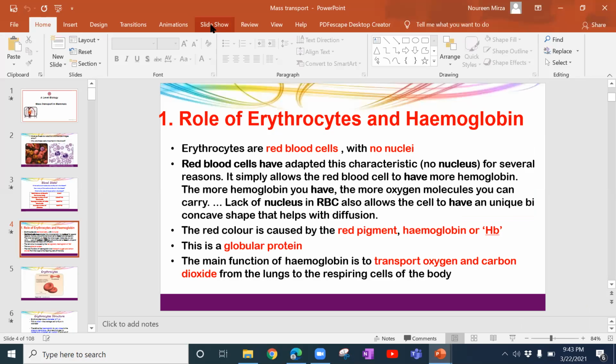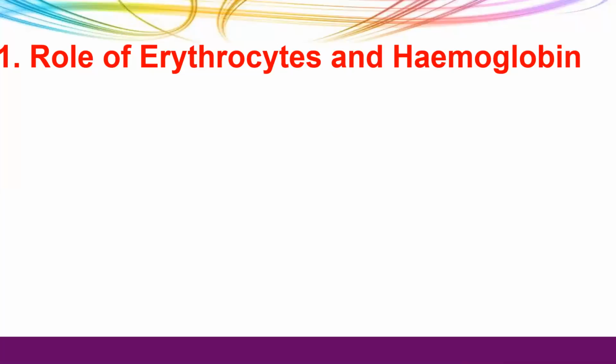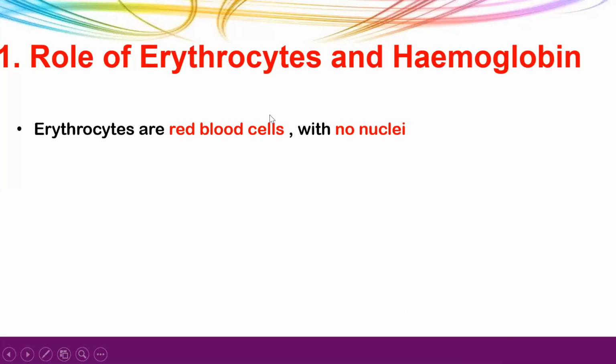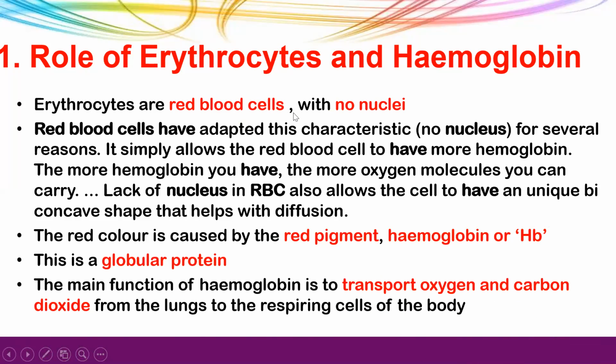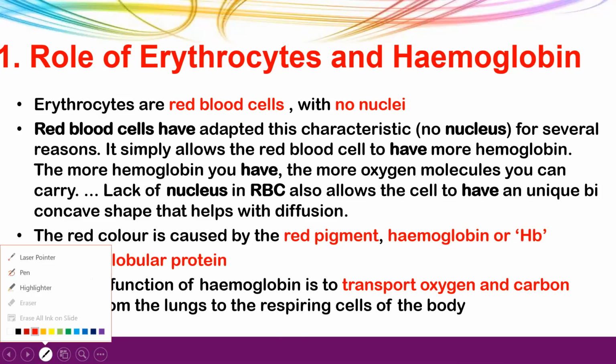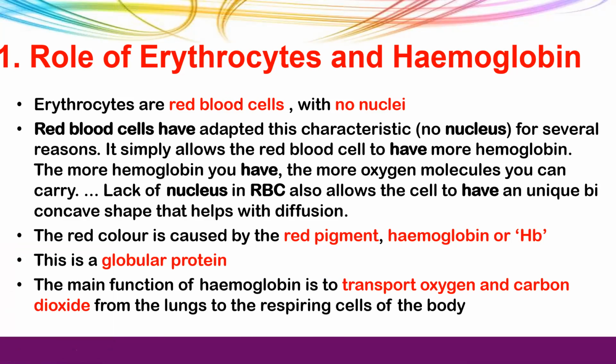All right then. Let's talk about the role of erythrocytes, or red blood cells, along with hemoglobin. Erythrocytes are also known as red blood cells. Cytes stands for cells, and erythro stands for red. So these are the RBCs. But erythrocytes are special in the sense that they do not have any nuclei.